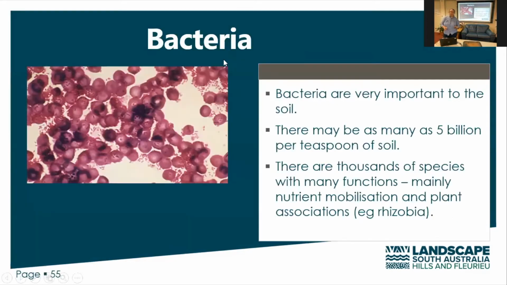So having a close-up look at some of these things, bacteria under the microscope, very important. You've got your teaspoon of soil there, for example. There could be 5 billion bacteria in that soil, as long as you're feeding them and keeping them alive. There's thousands of different species and they've got a lot of different functions. Mostly bacteria mobilise nutrients and circulate them, and they may be associated with plants like the nitrogen-fixing rhizobia that live with legumes.